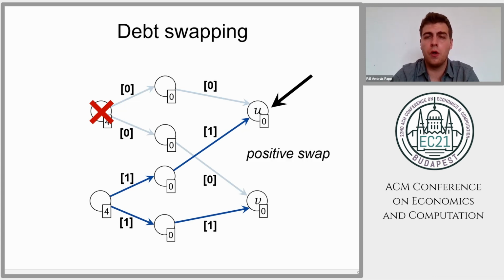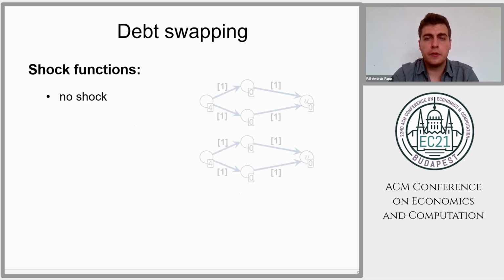So this is what we call a positive swap. And this is what we're going to be looking for throughout this talk: when doing this operation is both beneficial for U and V according to some objective function. And in particular, we're going to look at 4 different objectives or 4 different scenarios.